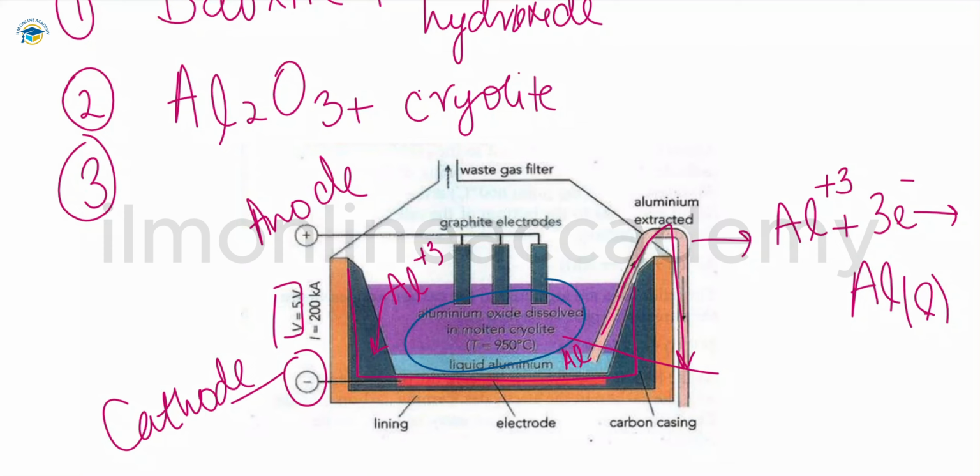Next, the oxide ions present are attracted to the carbon anodes, which are graphite, where they are discharged as oxygen gas.